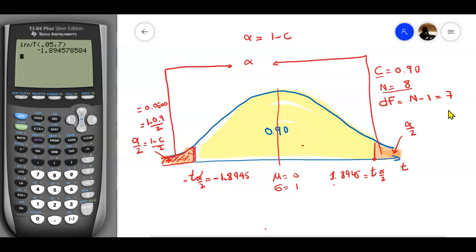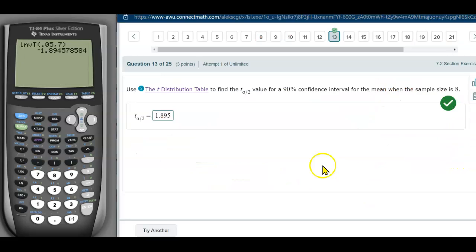I think you need to round it to 3 decimal places, and that's what you have on your table. So this should be 1.895, and this should be the answer that you are supposed to plug in. And let's plug it in, and that's correct.